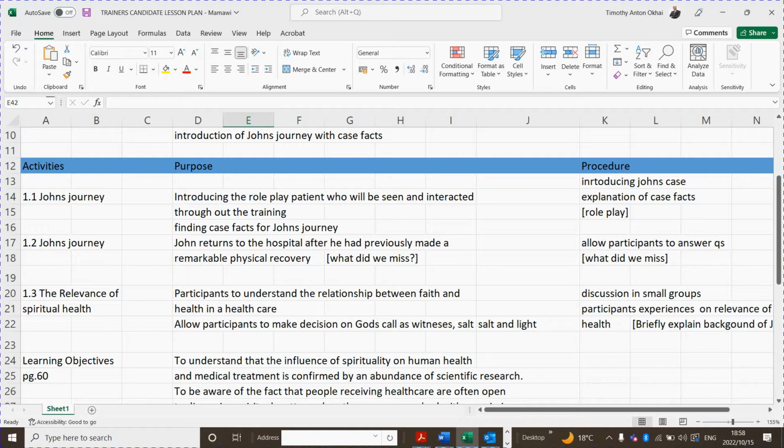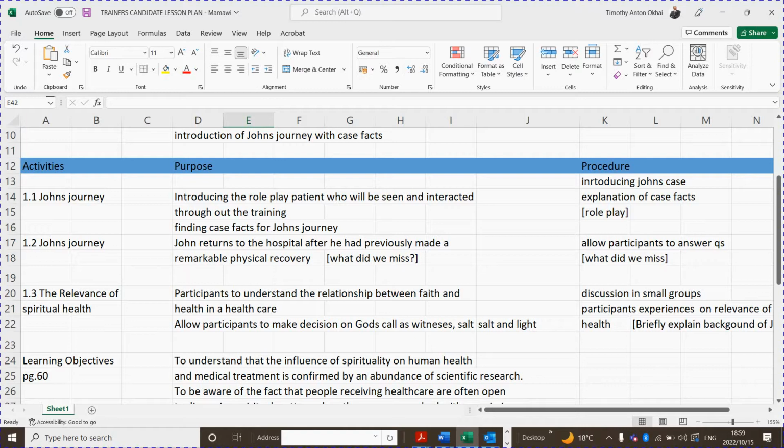Please proceed. All right, so I was on activity 1.3, the reverence of spiritual faith. The purpose is for participants to understand the relationship between faith and health in healthcare, allow participants to make decisions on God's call as witnesses, salt, and light, and the procedure will be discussion in small groups, participants' experiences on reverence of spiritual health, and also briefly explain John's journey on the second visit.